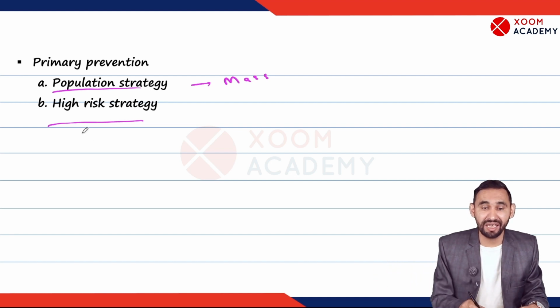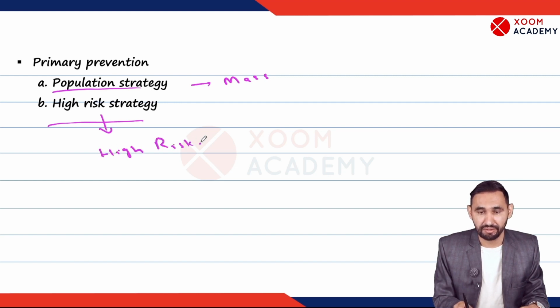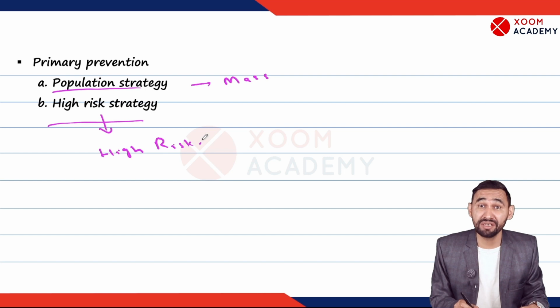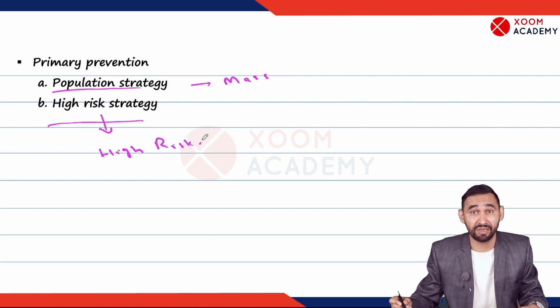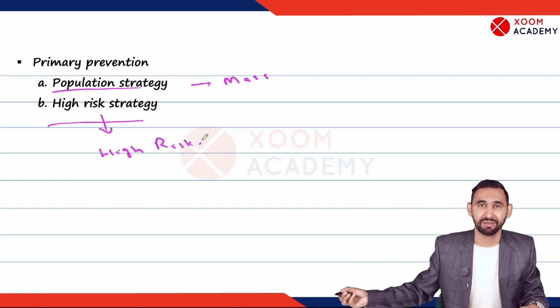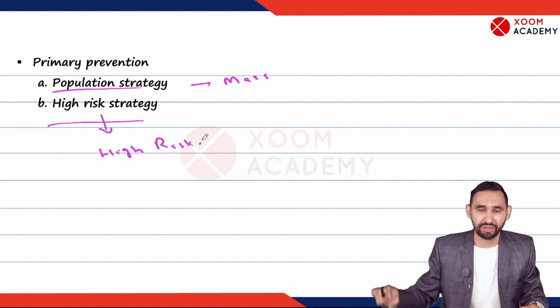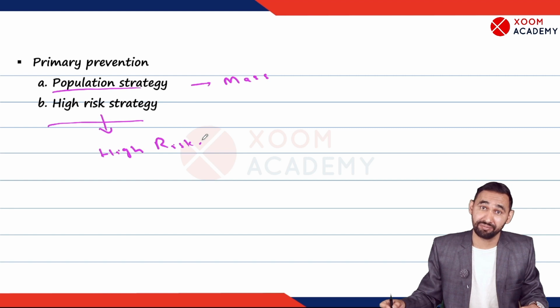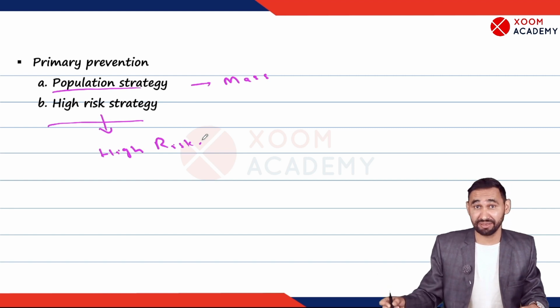So the best strategy is the high risk strategy. We need to identify those who are at high risk. Who are at high risk? Smokers, alcoholics, obese, those who have high cholesterol levels, those who are hypertensive, those who are diabetic. We have to target them, educate them, modify their lifestyle, and modify their eating habits.